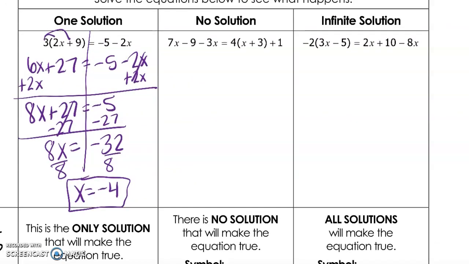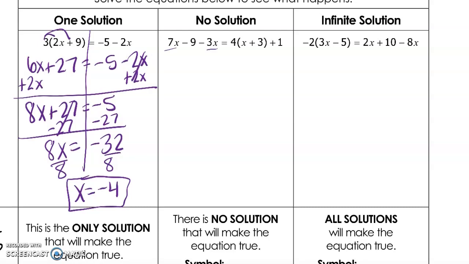Here's our two weird things that are going to happen now. A couple of things here. You could combine your like terms right away on the left-hand side. 7 minus 3 would give me 4x minus 9 equals, if you want to write 4x plus 12 at the top to save you a little bit of work. So I distributed and got 4x plus 12. And then I can combine my 12 and my 1 to get 4x plus 13. So just a little bit less work there if you feel comfortable doing that. Otherwise, you'll just write out a whole other line.